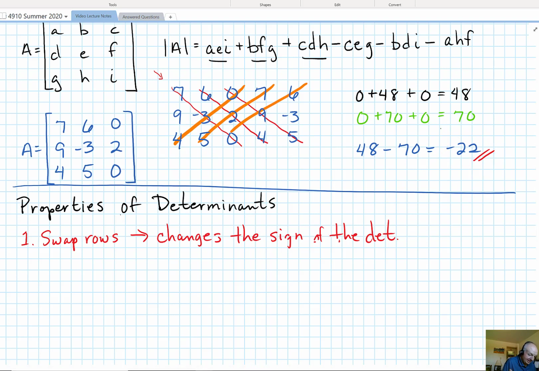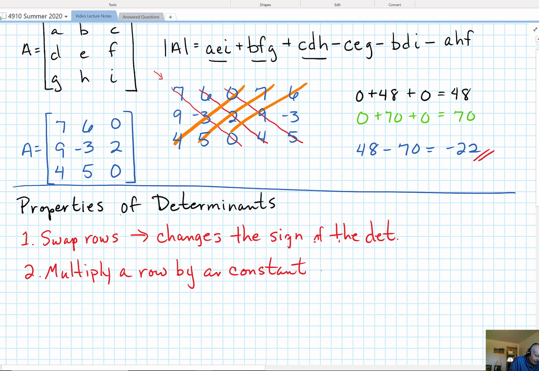That's a pretty big change for a simple little operation, right? But that is important to remember. Anytime you swap rows, you change the sign of the determinant, okay? The next most basic is if you multiply a row by a constant, say k. So you just take this row and multiply by 7. You're not adding it and replacing it, you're just multiplying by 7.